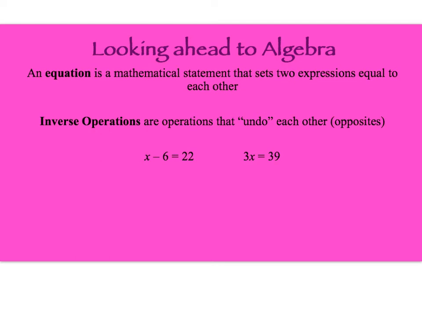Today we're going to look ahead to our algebra unit, review some equation basics from last year, and work on some equations in algebra that we're going to be doing this year. So to go over some key terms first, an equation is a mathematical statement that sets two expressions equal to each other. So whatever is on the left side completely equals everything on the right side.